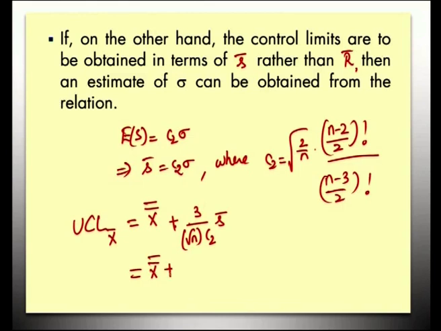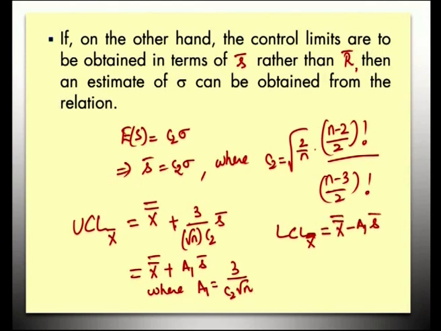So, if you take 3 by root n into C2 as another constant, then this becomes x bar bar plus a1 into S bar, where a1 is 3 by C2 into root n, and similarly LCL of x bar is x bar bar minus a1 into S bar, where a1 stands for 3 divided by C2 into root n, and again these a1 values are tabulated in the table column.